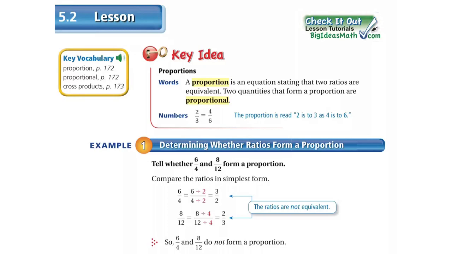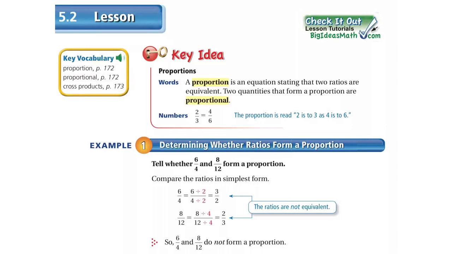Okay, this is lesson 5.2 where we're talking about proportions. And it says proportion. A proportion is an equation stating that two ratios are equivalent. Two quantities that form a proportion are proportional. But if you look down where it says numbers, 2/3 equals 4/6. This is really just looking at two equivalent fractions.